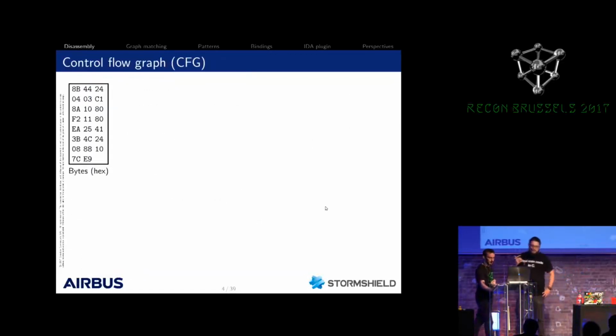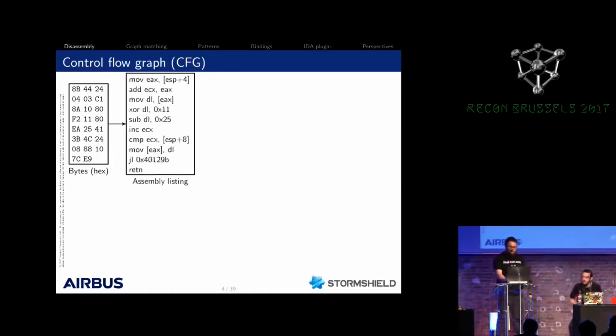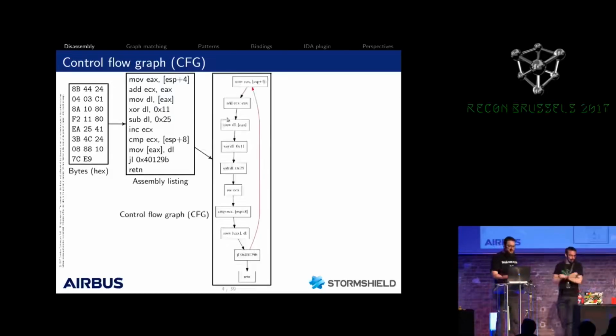So Backspace is a binary, so it's a sequence of bytes. Those bytes can be interpreted in assembly language, so a sequence of instructions. We can see the XOR and the sub for the decryption. Then we can create a graph, the CFG, which is the flow of the execution of the instructions.